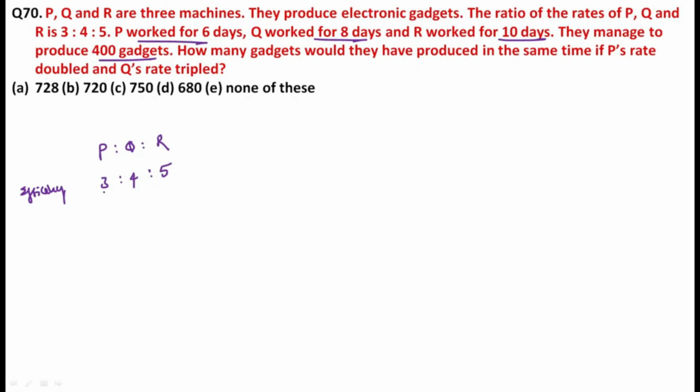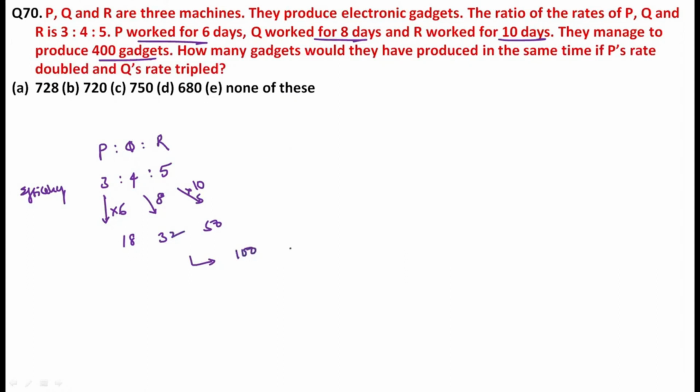Now, guys, if P produces 3 units and works for 6 days, the total number of units is 18. We don't know the actual quantity, since it is a ratio, that is the unknown quantity. I just assume they produce 3 units. Now, Q worked for 8 days, so you get 32. And R worked for 10, so you get 50. Now the sum of all these values, if you add all these, the number of gadgets you get is 18 plus 32 plus 50. The total is equal to 100.